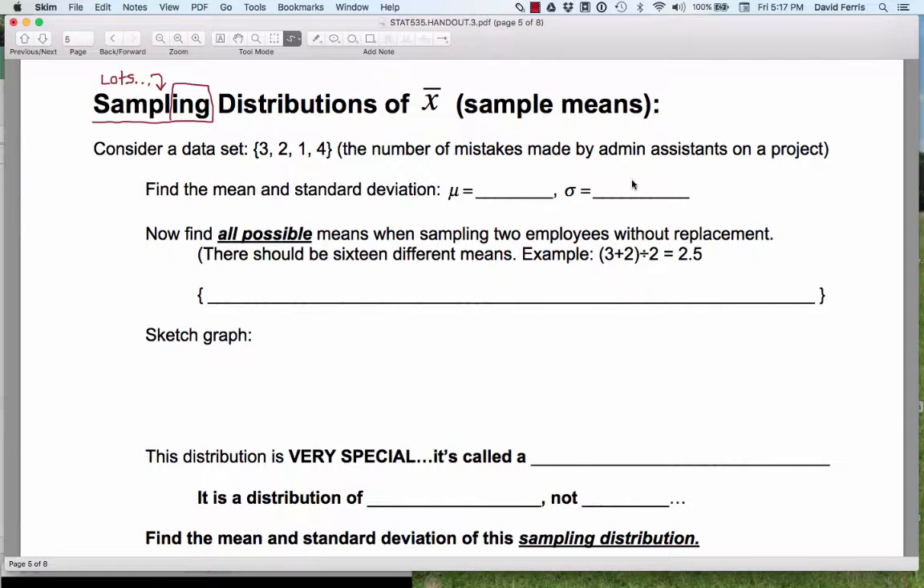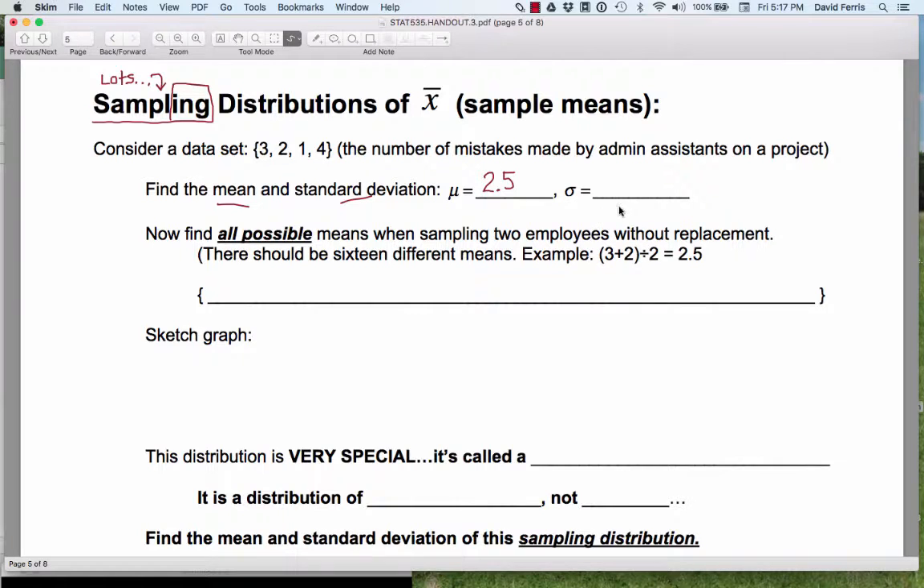If you take these 4 numbers, which make a data set, and find the mean and the standard deviation, the mean wouldn't be too hard. If you add these numbers up, that's 10. 10 divided by 4 is 2.5 mistakes. So on average, this group of people made 2.5 mistakes per person.